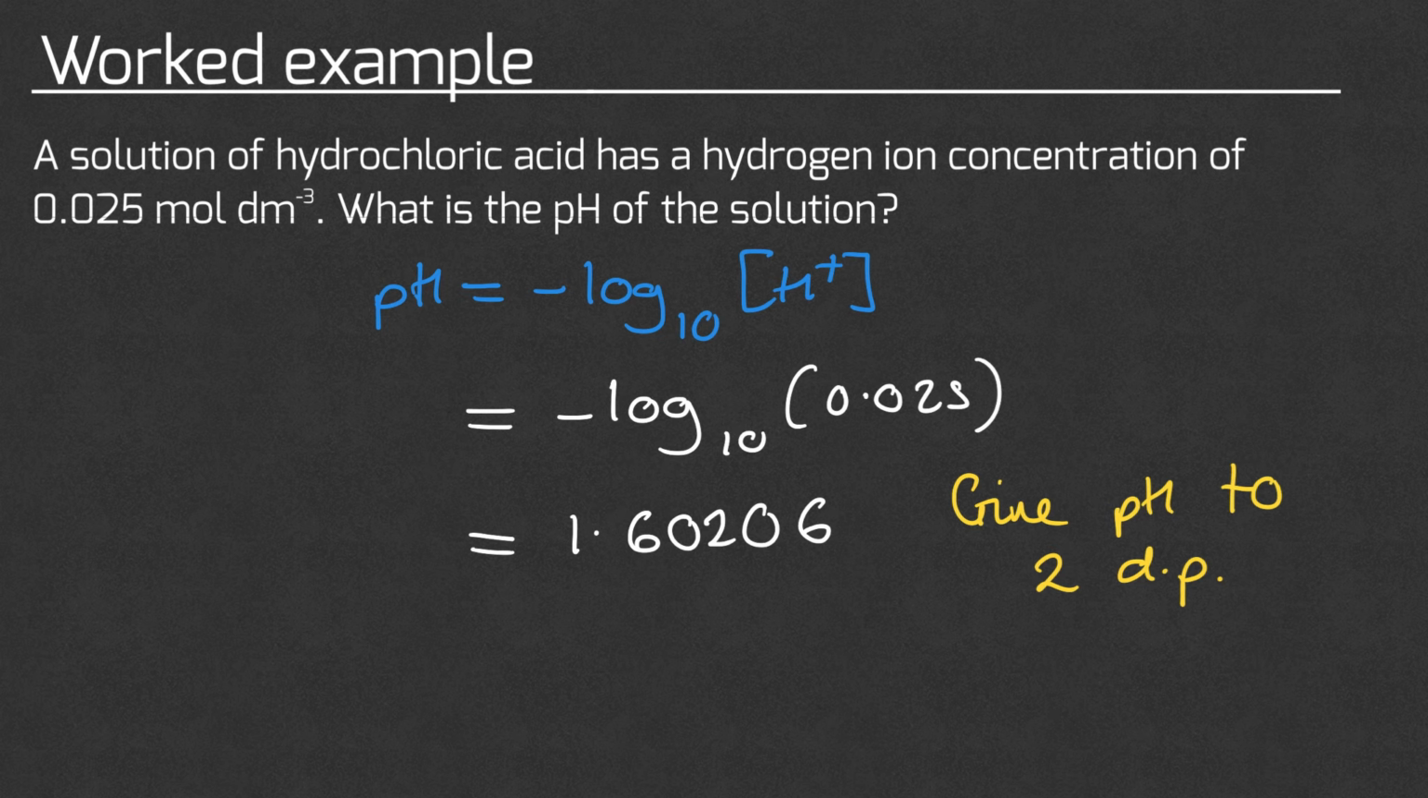It's standard practice to give the pH to 2 decimal places unless the exam question asks you to give it to a different degree of accuracy. So our final answer is that the pH equals 1.60.